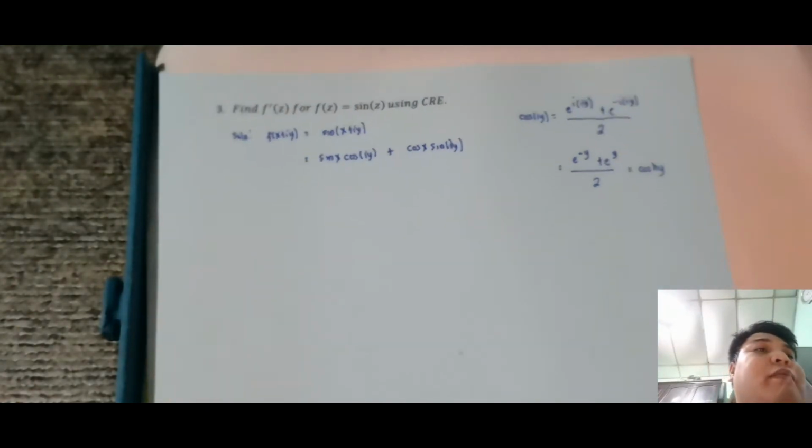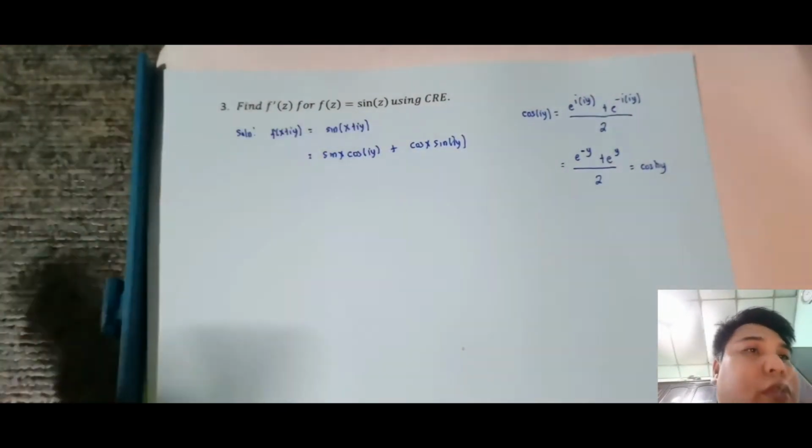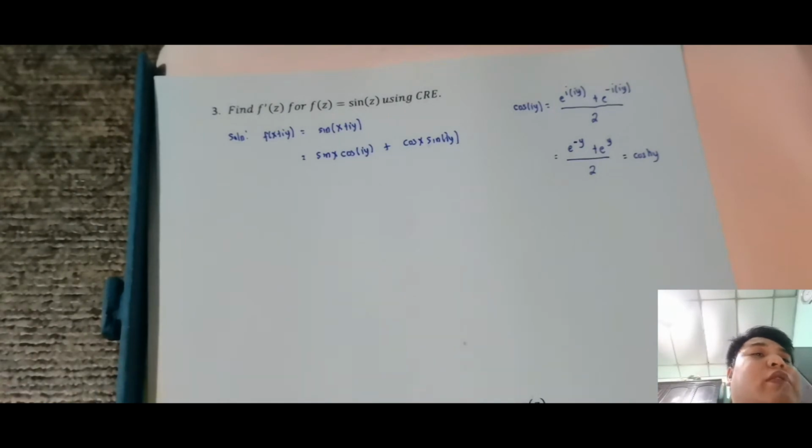So this is the cos of iy. Okay, so for the meantime, follow along; its equivalent is cosine. So cos iy is equal to cos y, the hyperbolic cosine of y.